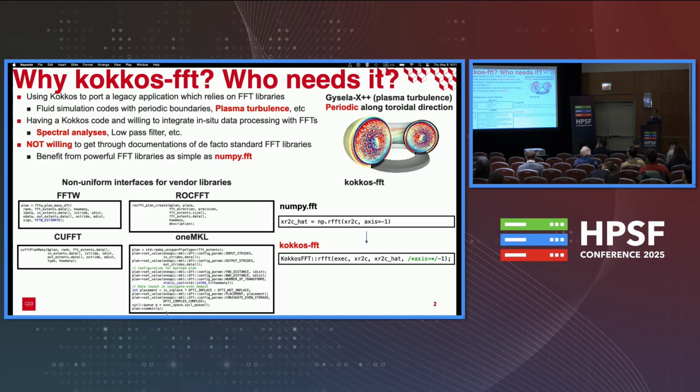So the key idea is that we'd like to still benefit from the powerful FFT libraries by vendors, but still make it as simple as something like numpy.fft, because this is one of the simplest ones. In kokkos-fft, the basic APIs follow the NumPy version, but are slightly different because of the execution space, and the return value is also an input argument. And actually, we also need this library because we are developing the X++ code for plasma turbulence, which is periodic along the toroidal direction intrinsically. So we can use this library.